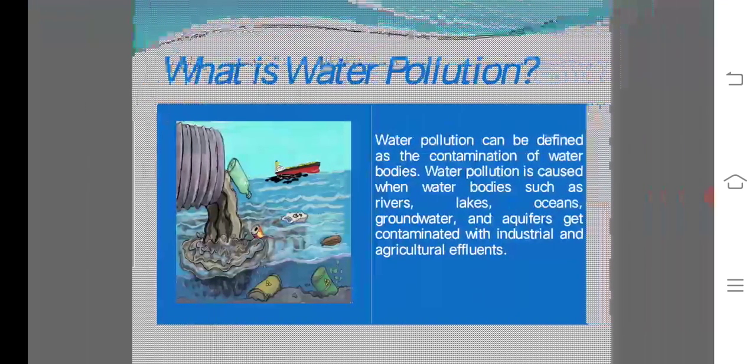Water pollution can be defined as the contamination of water bodies. Water pollution is caused when water bodies such as rivers, lakes, oceans, groundwater, and aquifers get contaminated with industrial and agricultural effluents. When water gets polluted, it adversely affects all life forms that directly or indirectly depend on this source. The effects of water contamination can be felt for years to come.